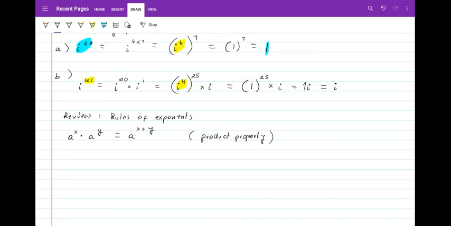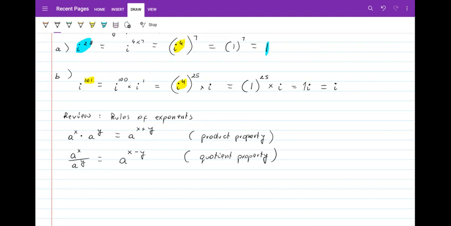Okay. Division property, the quotient property: a to the power of x divided by a to the power of y is the same as a to the power of x minus y. So this is the quotient property. Of course, you can only use them when our exponential expressions have the same base.